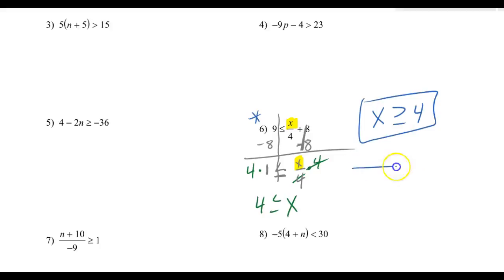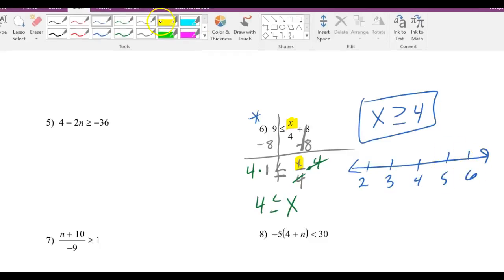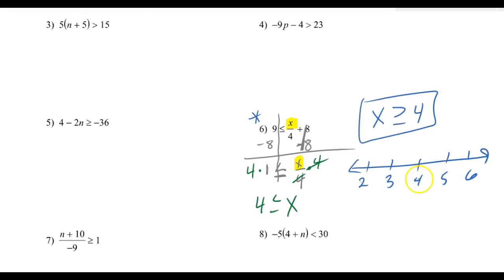Then we want to graph. We draw our number line: 2, 3, 4, 5, and 6. I know I'm going to put a dot at 4. I have to ask myself, is it open or closed? In this case, because of the or equal to part, it's closed. And now I have to draw my arrow. If x is greater than or equal to 4, numbers that are greater than or equal to 4 are going to be numbers going to the right. So I'm going to shade to the right.